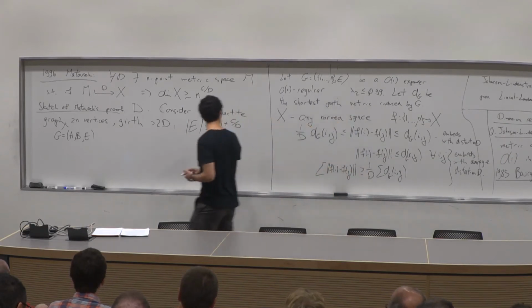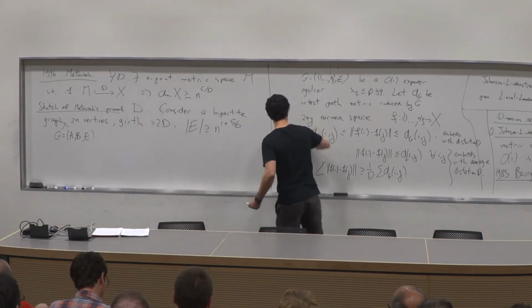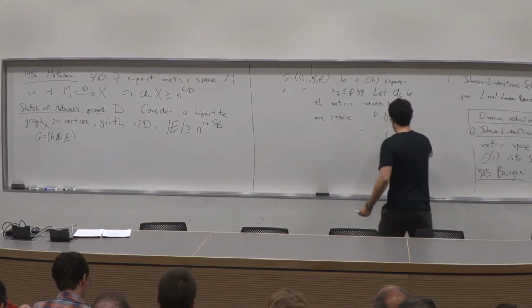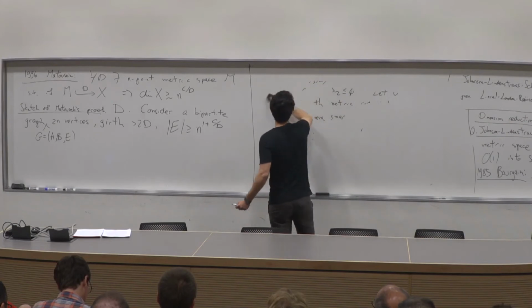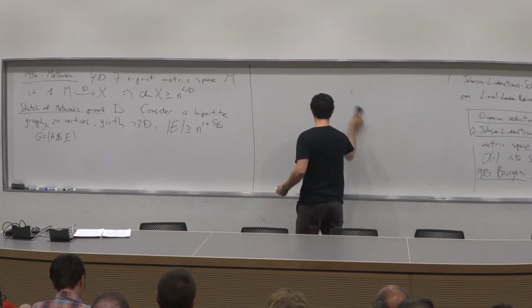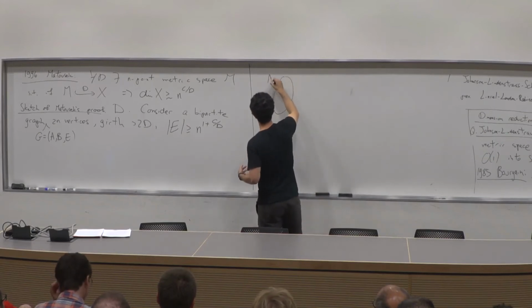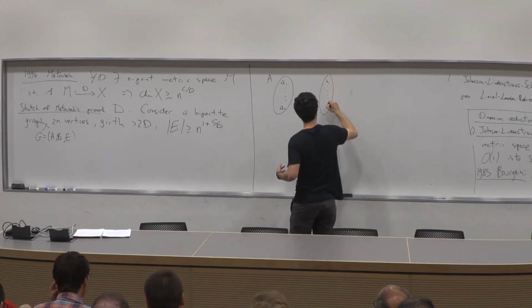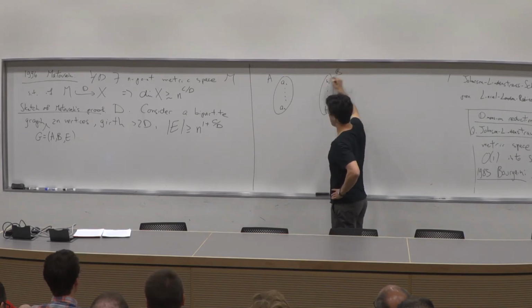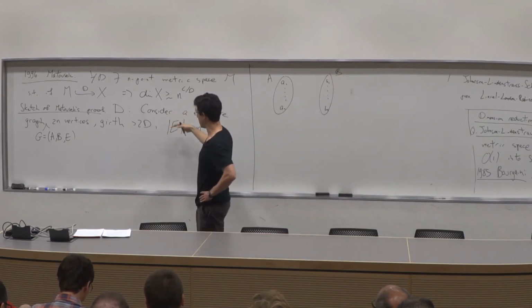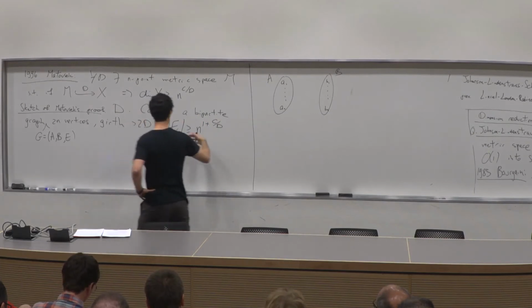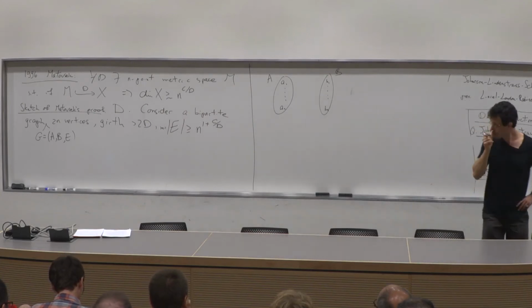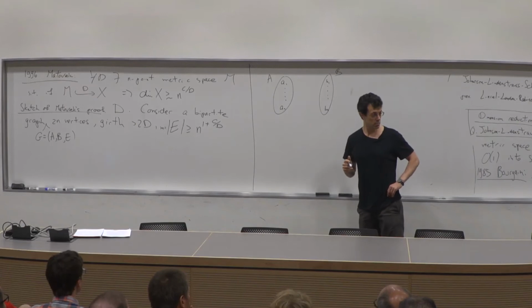So the picture is: this is A, with vertices A1 up to An. This is B, with B1 up to Bn. And there are edges, with no short cycles, none shorter than twice the distortion you're shooting for, and let's call the number of edges M, as many edges as you can hope for.